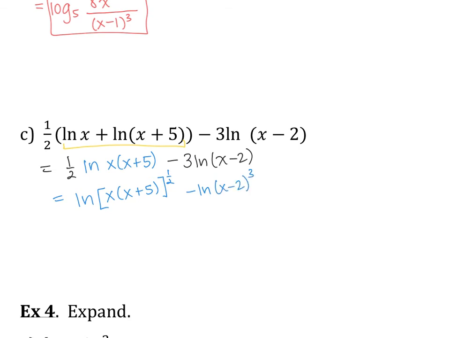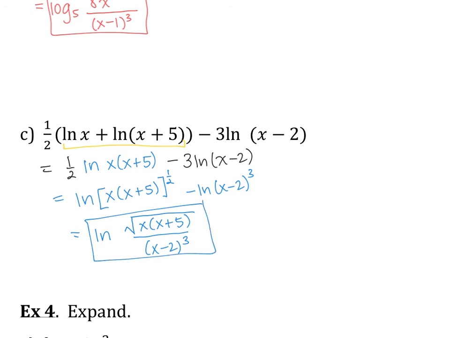Now I'm going to try to rewrite this as a single expression. There is more than one way to write it. So I have x times x plus 5 raised to the 1/2. Because I know 1/2 is a square root, it is nicer to write it as a square root. It's not wrong to leave it as 1/2, but it's nicer as a square root. Since I'm subtracting ln x minus 2 to the 3rd, I'm dividing the argument. That's my final answer, and that's about the best I can write it.